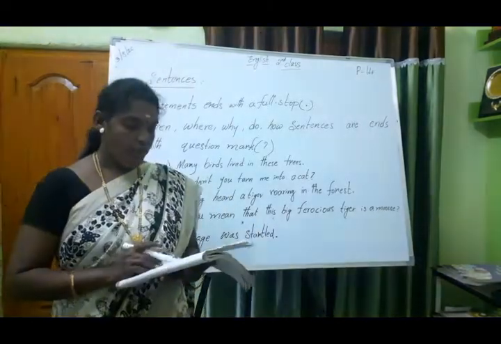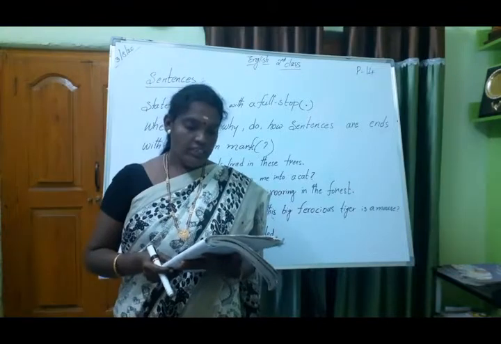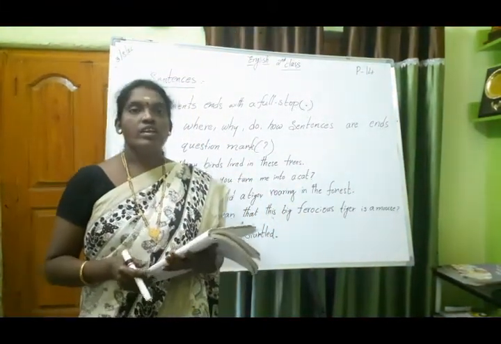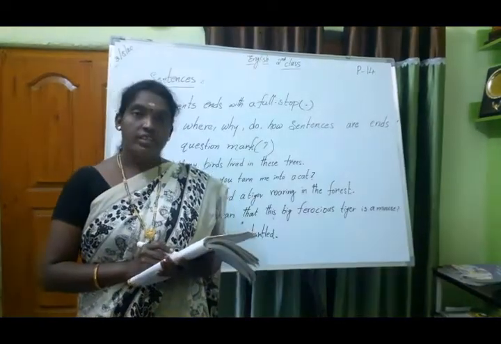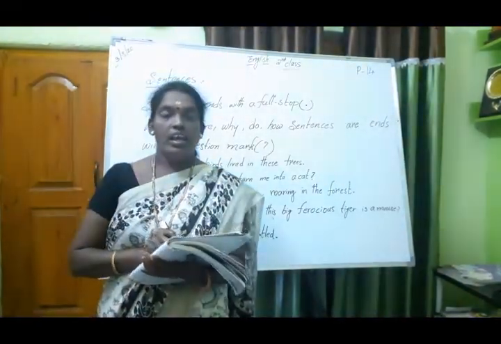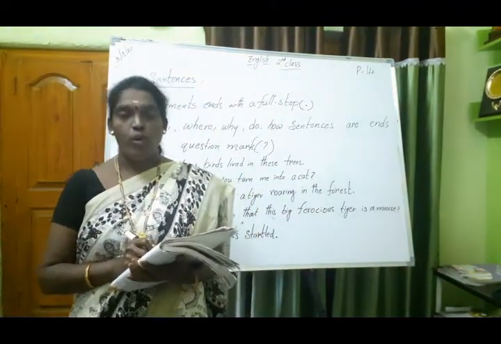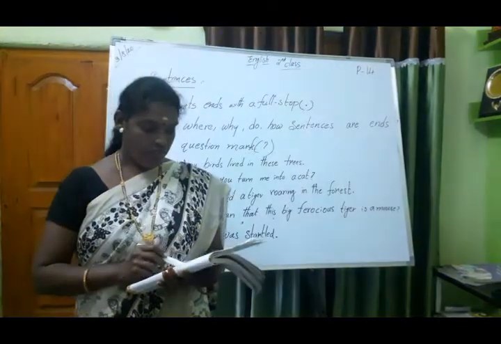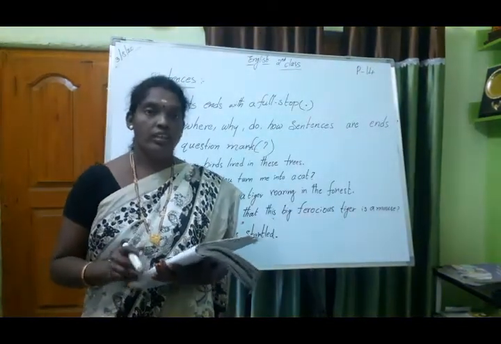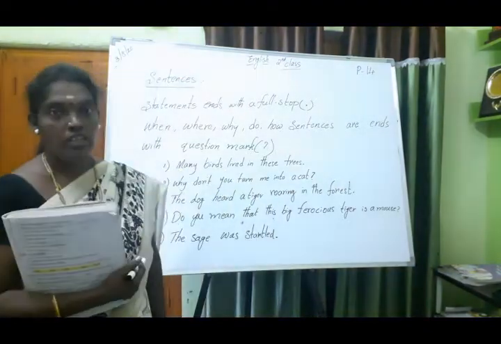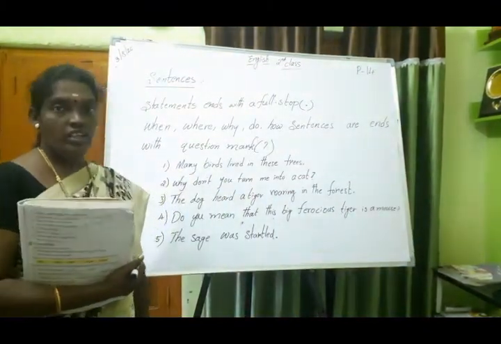Okay? Then the fifth one. The sage was startled. This is a statement sentence. So, this sentence ends with a full stop. Yes, children? You understand this one? Where you have to put the full stop and where you have to put the question mark? You understand now, children? Yes?